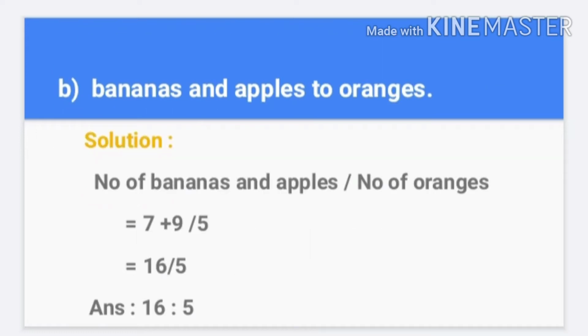B: Bananas and apples to oranges. Number of bananas and apples is 7 plus 9 equal to 16. Number of oranges is equal to 5. The ratio of bananas and apples to oranges equals number of bananas and apples divided by number of oranges, equal to 16 by 5. The ratio is 16 is to 5.